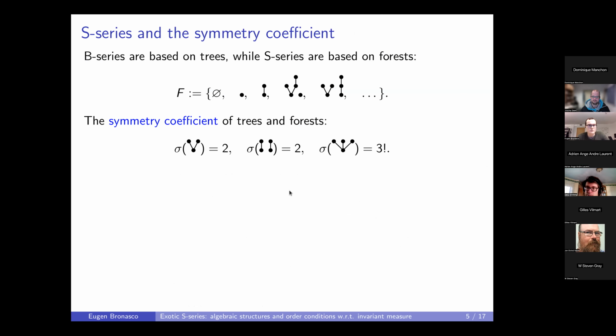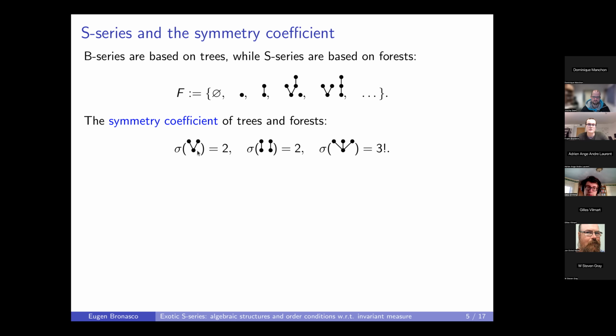Then we also introduce a symmetry coefficient of trees and forests. And here we have some examples of its values. So this coefficient is denoted by sigma. And here we have a V-shaped tree. The coefficient is equal to 2 because sigma counts the size of the automorphism group of this tree, right?